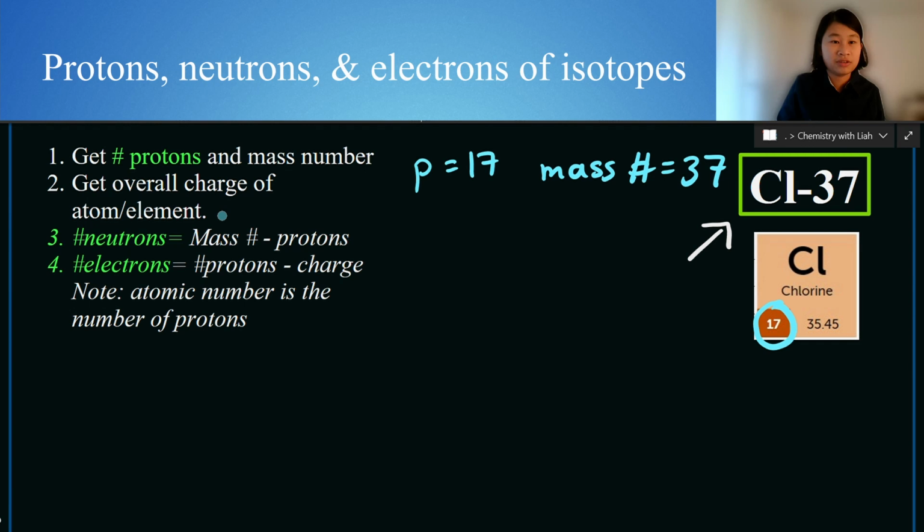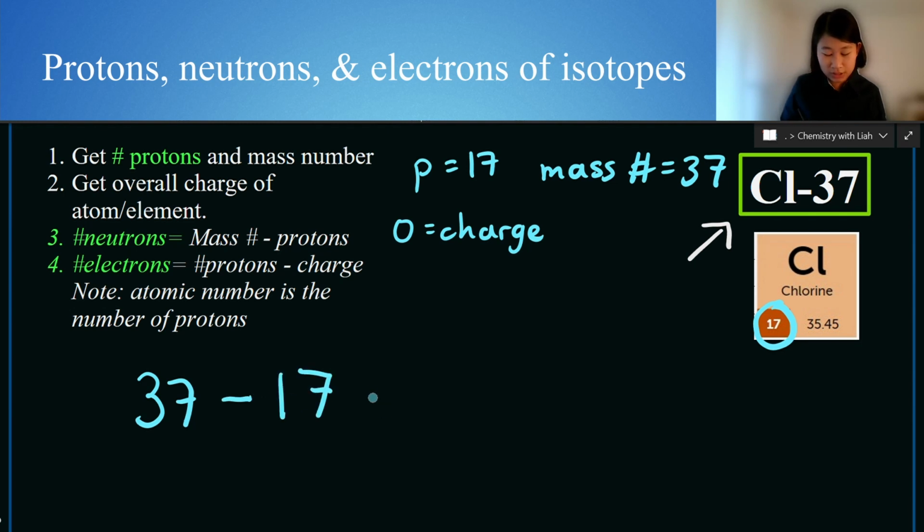Now, step 2 says to find the overall charge of the given element. In this case, we know that chlorine has a 0 charge. So we'll just say 0 is equal to the charge. And then for step 3, the number of neutrons is equal to the mass number minus the number of protons. The mass number is 37, and if we subtract the number of protons, 17, we get our number of neutrons. This is going to be 20 neutrons.